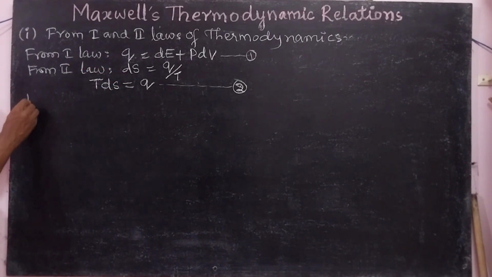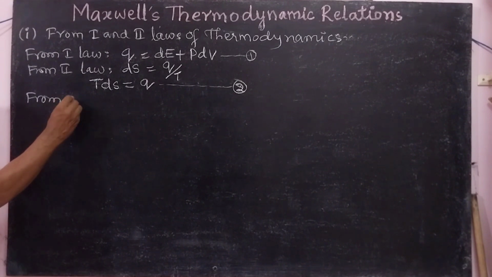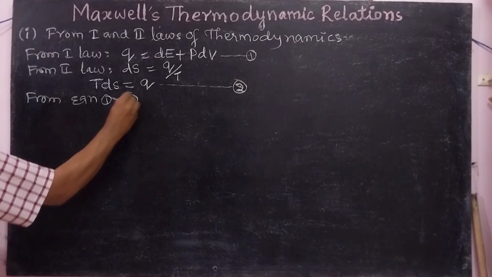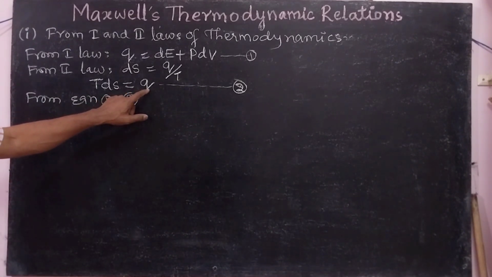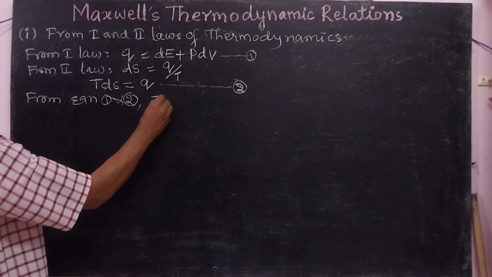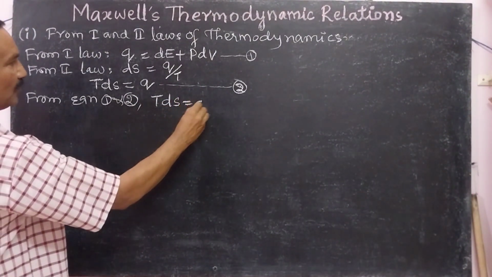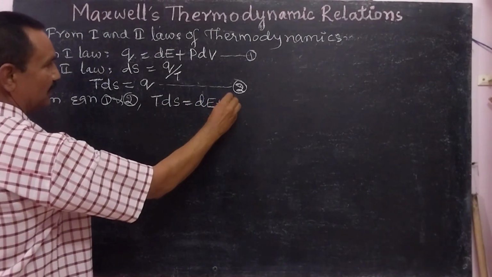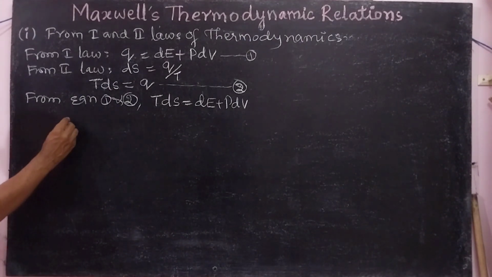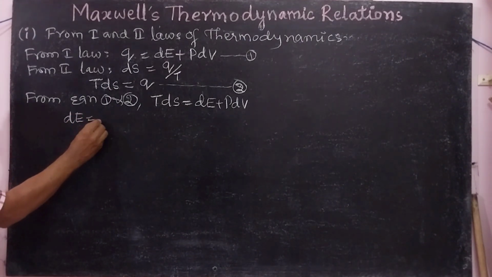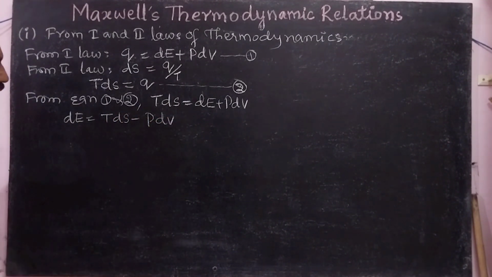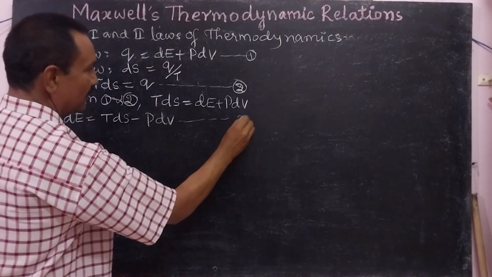From equation 1 and 2, we can equate them. Q is equal to Q, which means T dS is equal to dE plus P dV. This can be rearranged as dE equal to T dS minus P dV. This is equation 3.